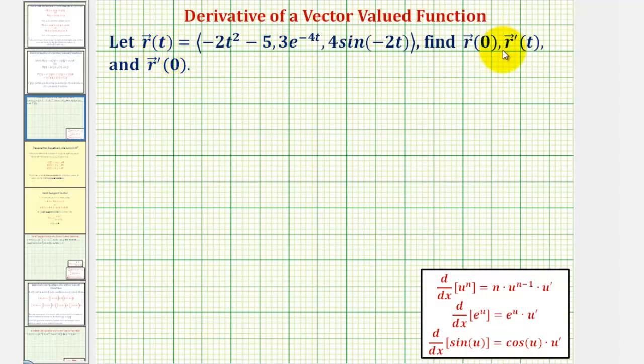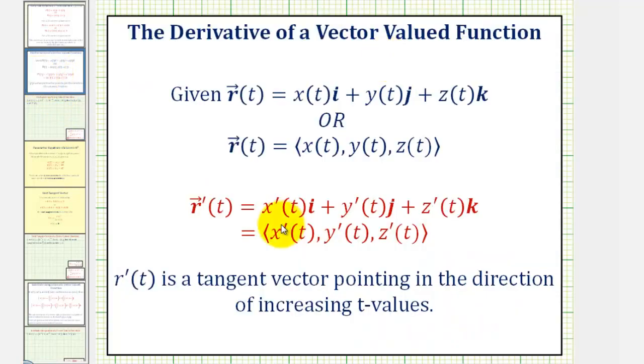R prime of t would be another vector valued function where if we evaluate r prime of t, it would give us a tangent vector to the curve. So r prime of 0 will be a tangent vector to the curve at t equals 0. And to find r prime of t, for review, we need to find the derivative of the x, y, and z components of the vector valued function.